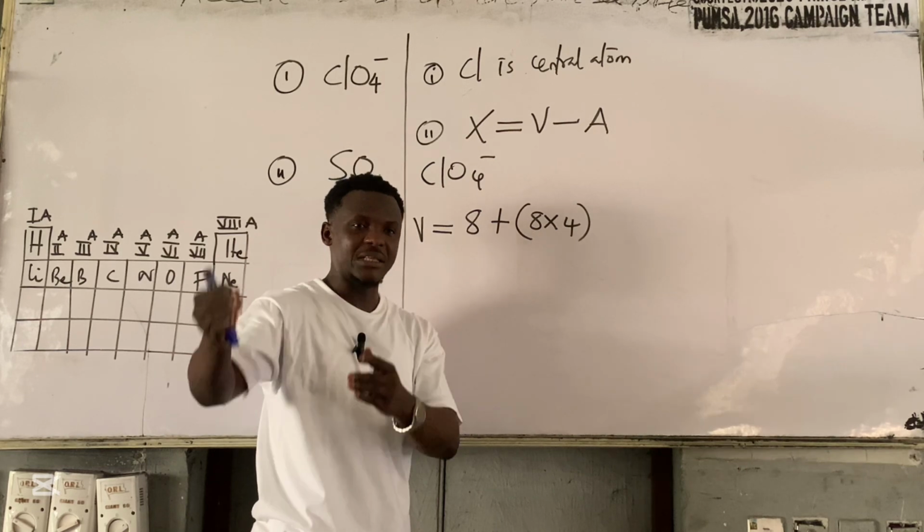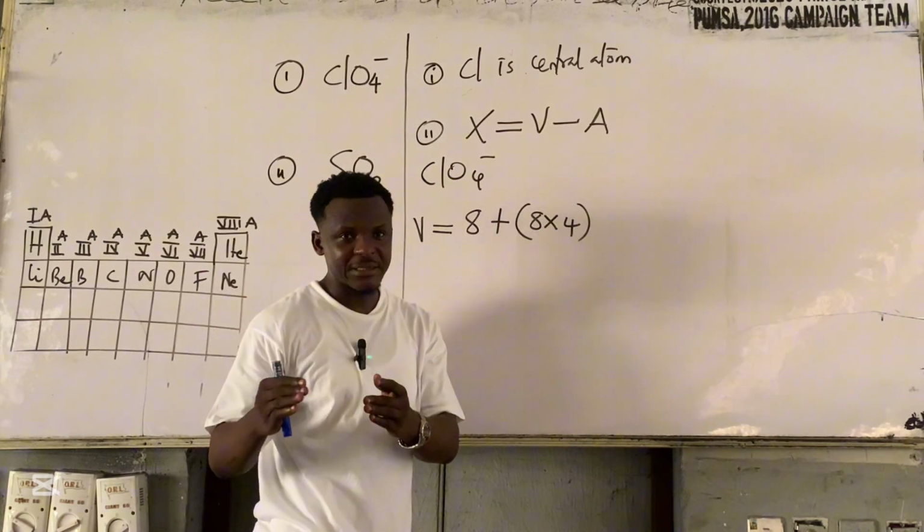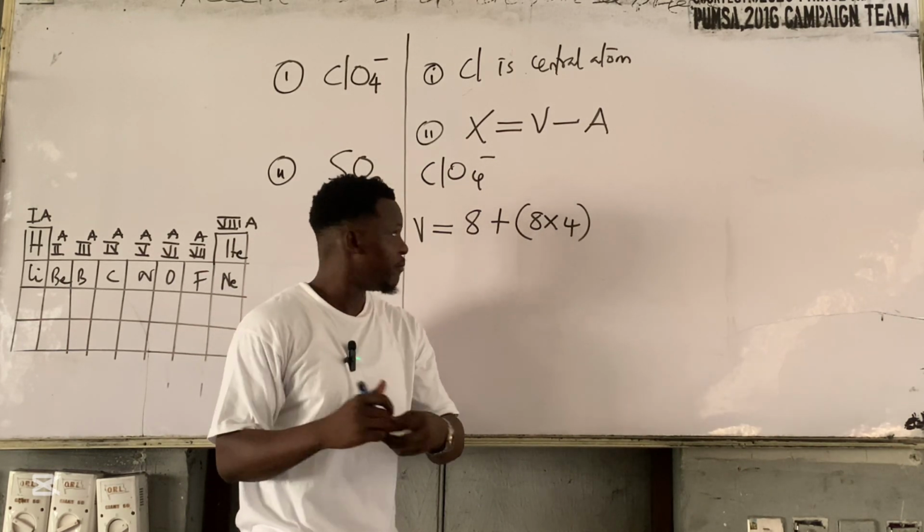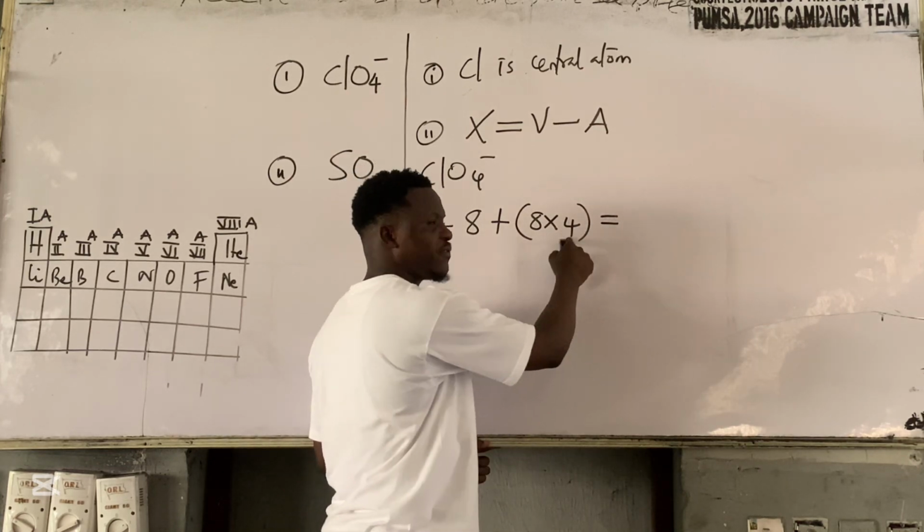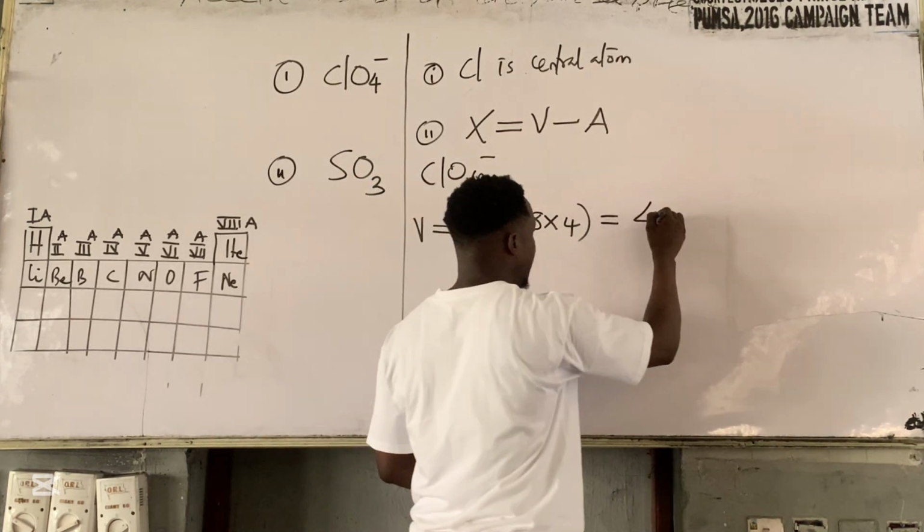Hydrogen is forming duplets. Helium will form duplets. Lithium will also form duplets, and beryllium. So this becomes 8 times 4 is 32, right? Plus 8 is how many?